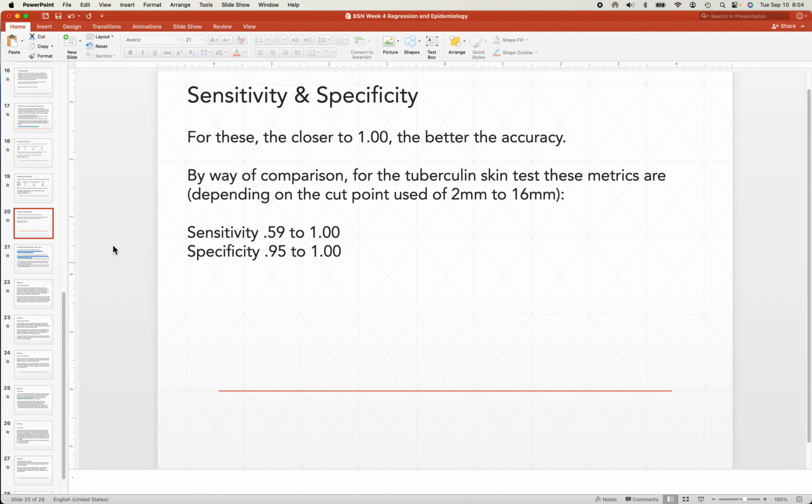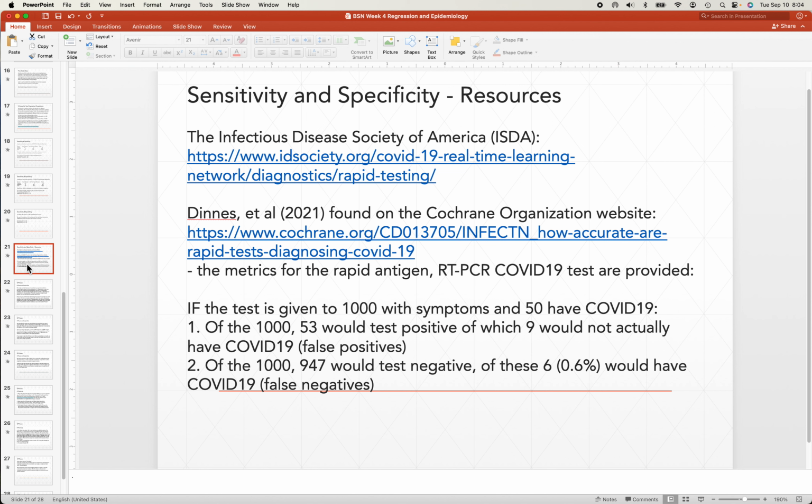So, sensitivity and specificity are numbers and metrics we use to rate various screening tools. I have some references here for anyone who wants more information on sensitivity and specificity.